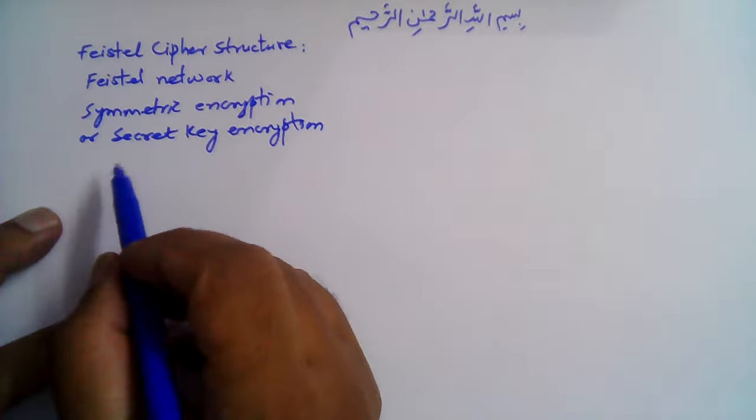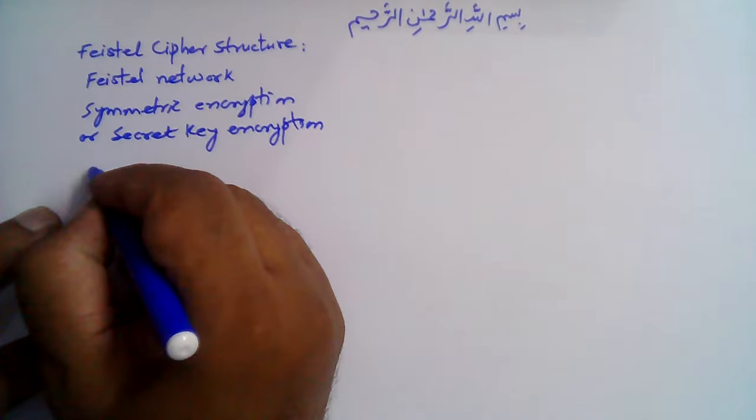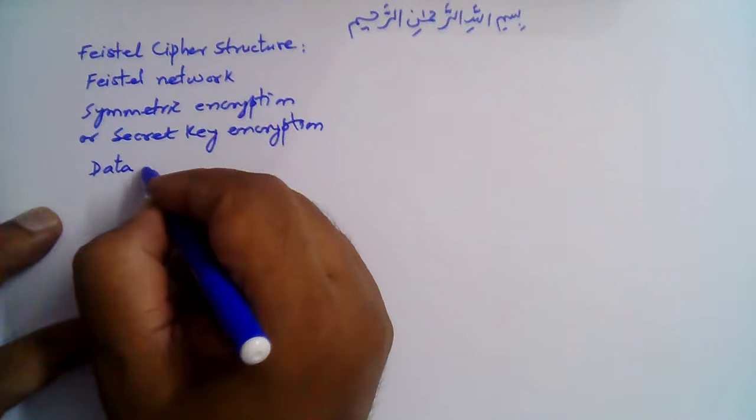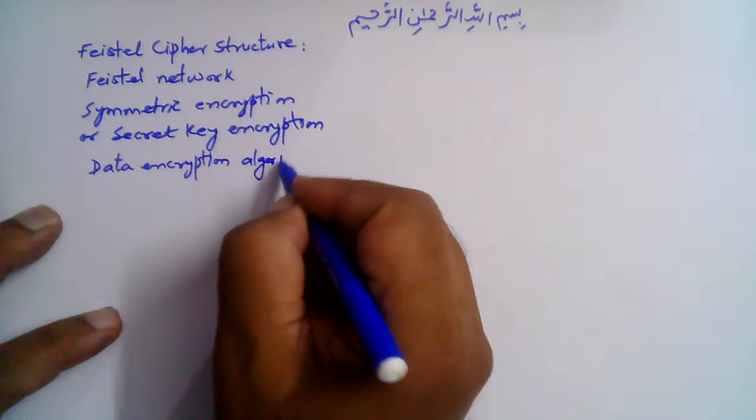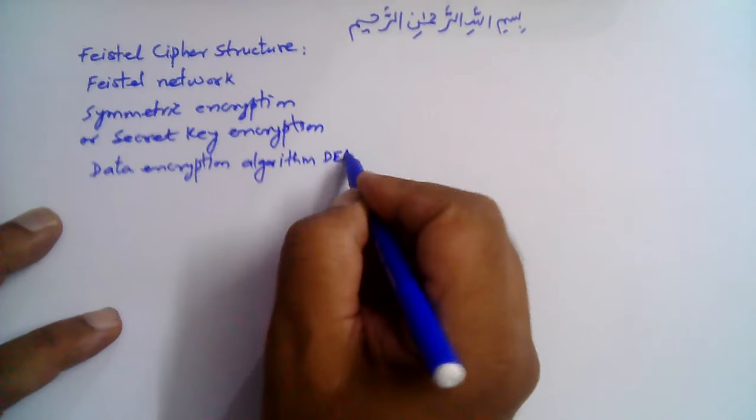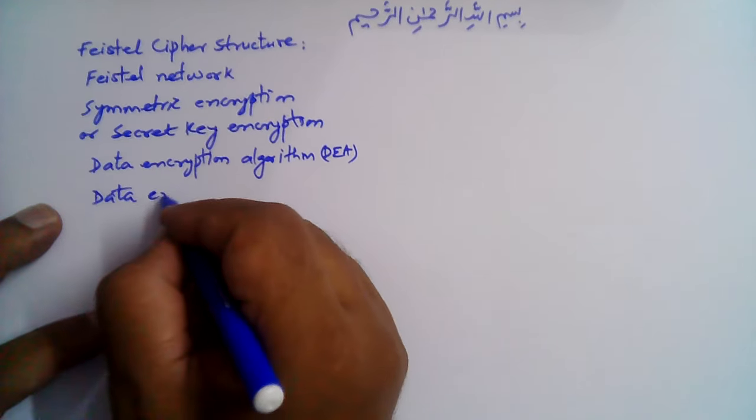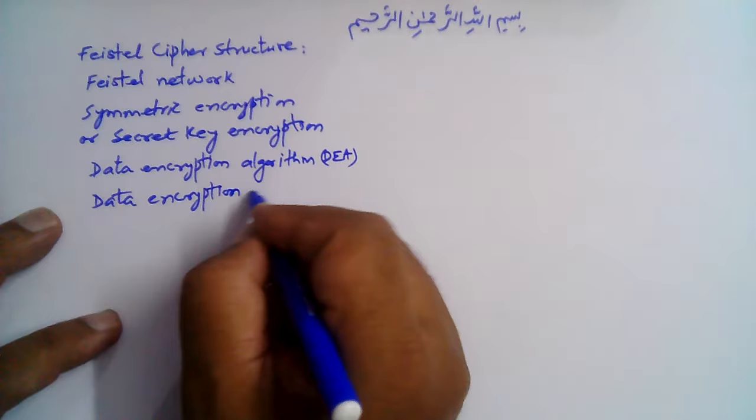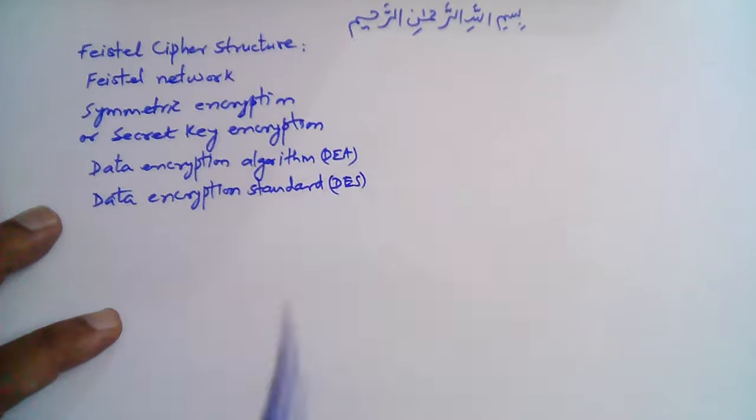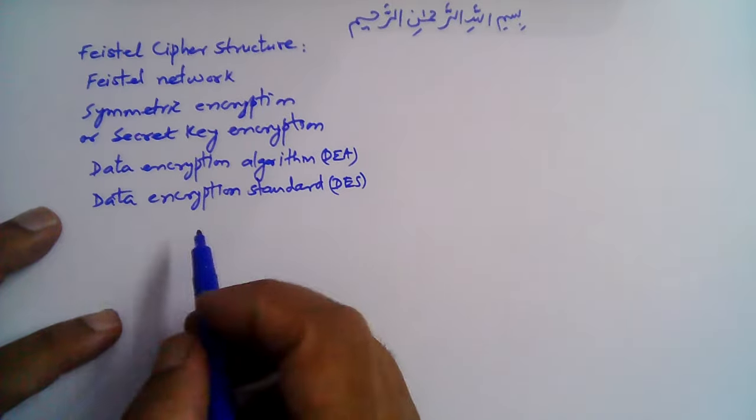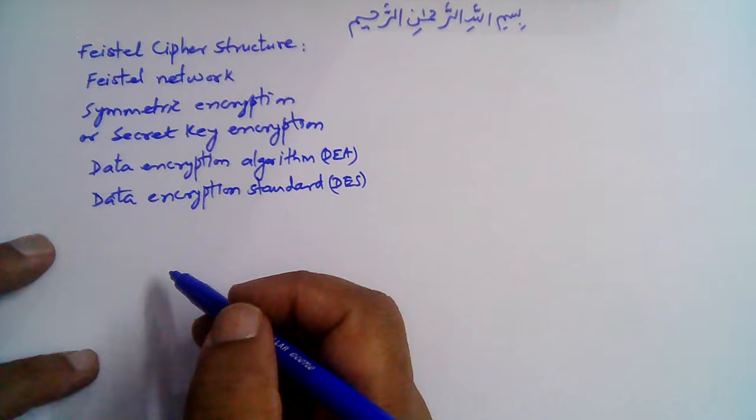It is, for example, used in the Data Encryption Algorithm or Data Encryption Standard, most famously known as DES. So in this Feistel cipher structure or Feistel network, the XOR operation is used for the two halves of the data.